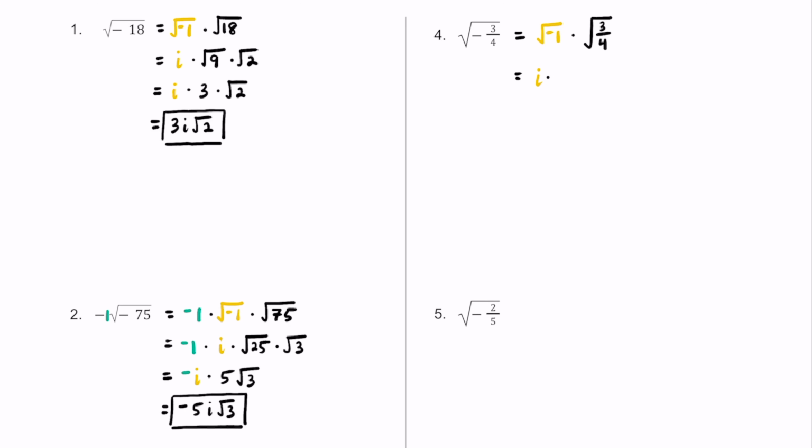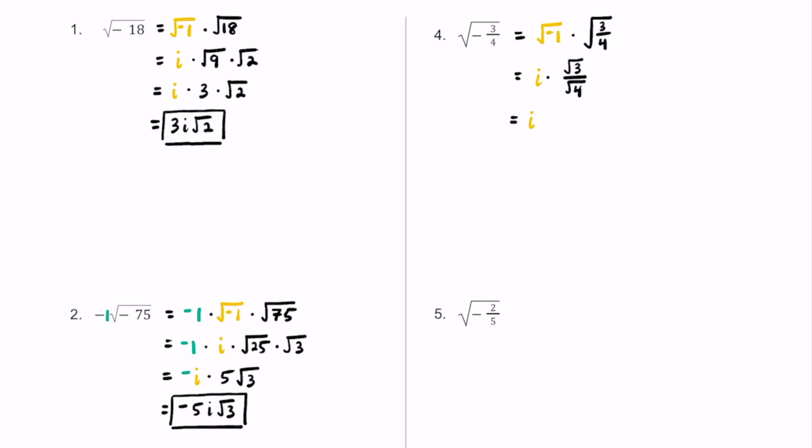Okay, and now when we're dealing with a fraction underneath a radical, one of our properties with fractions and radicals is that we can separate this into two different radicals, one in the numerator and one in the denominator. So keep in mind that goes both ways. Okay, and so we have this i in front, which is easy enough to deal with.